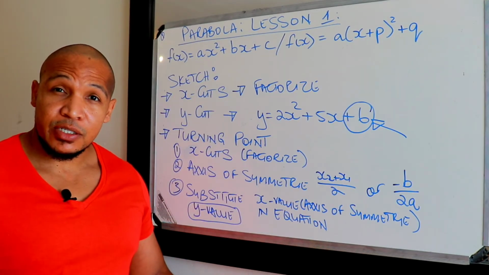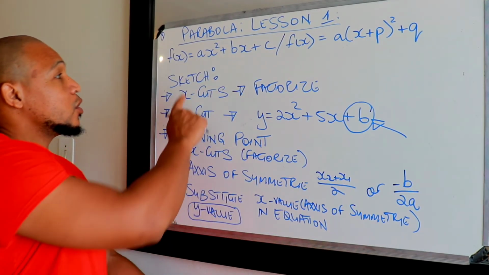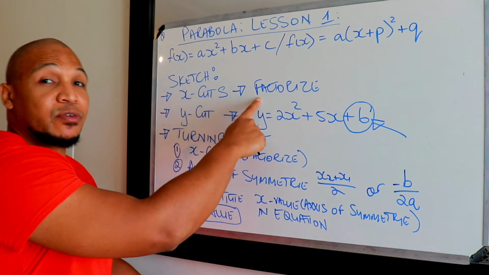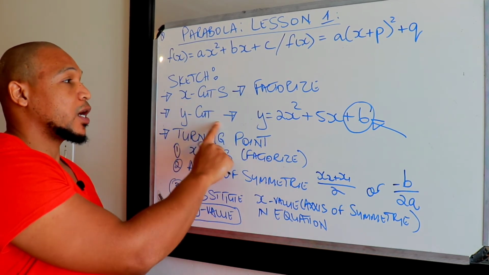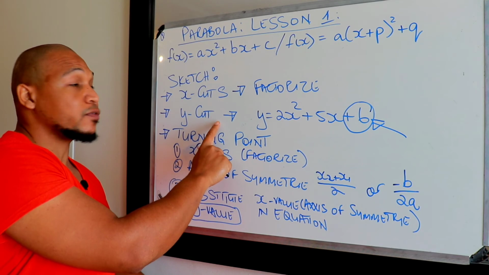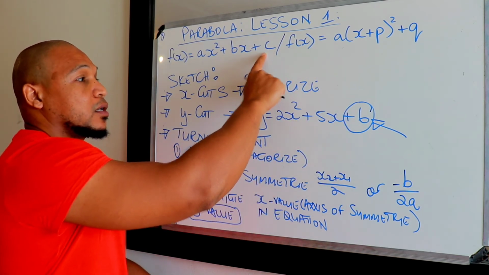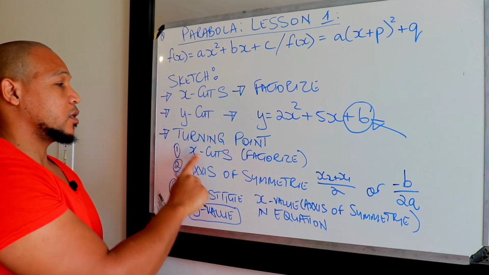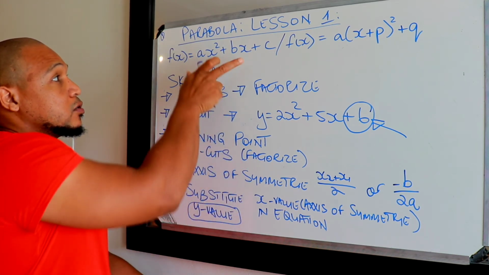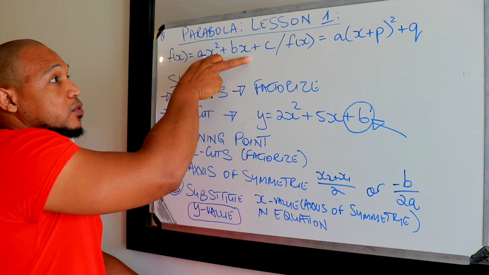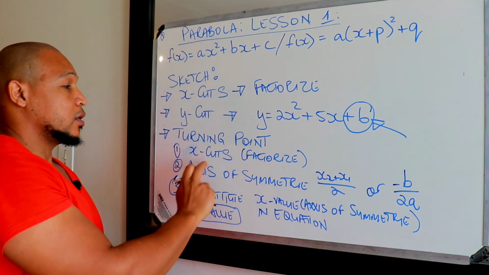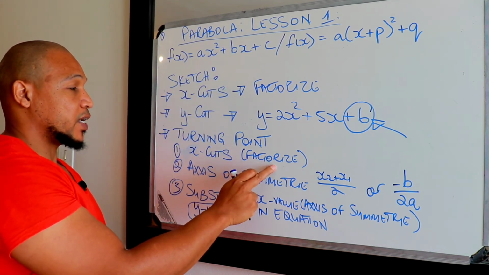So to summarize, when we need to sketch, we need our x-cuts and we factorize. We need a y-cut where your graph will cut your y-axis, and that will be c. The turning point, you can get your x-cuts. I'm specifically referring to this equation. You can get your x-cuts by factorizing.